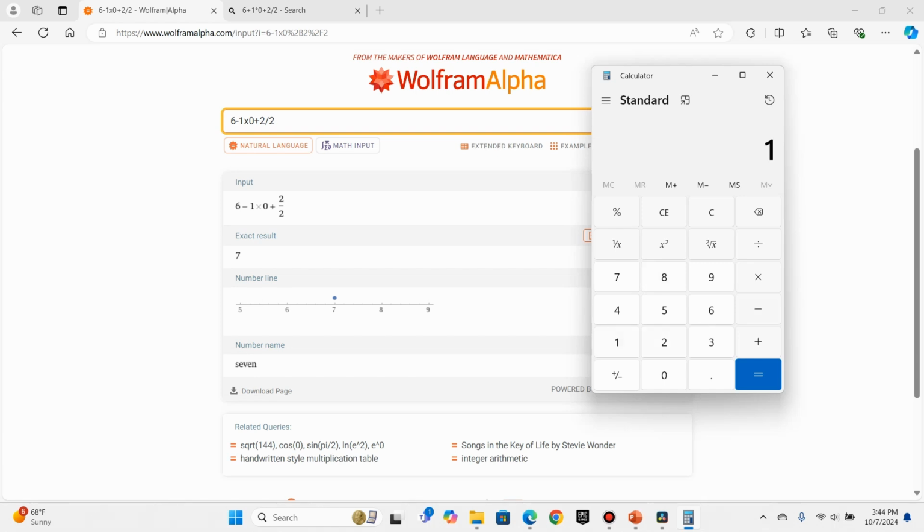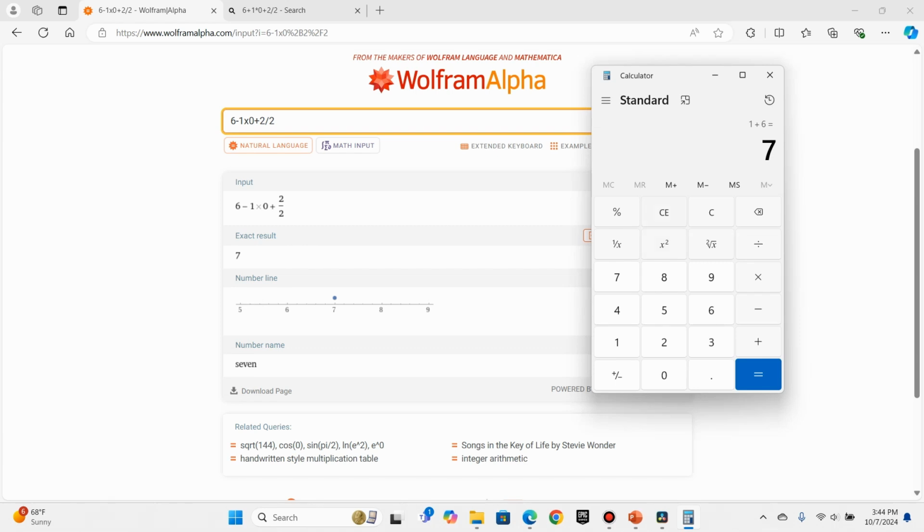Now, in other words, 1 times 0 again is 0. And then I could say add 2 divided by 2 equals 1. And now I could add my 6 and I get 7. But see what I had to do? I had to manually enter it according to the proper order, which again is multiplication and division left to right in this case. So you can still get the right answer, but you have to understand the order of operations using this type of calculator.